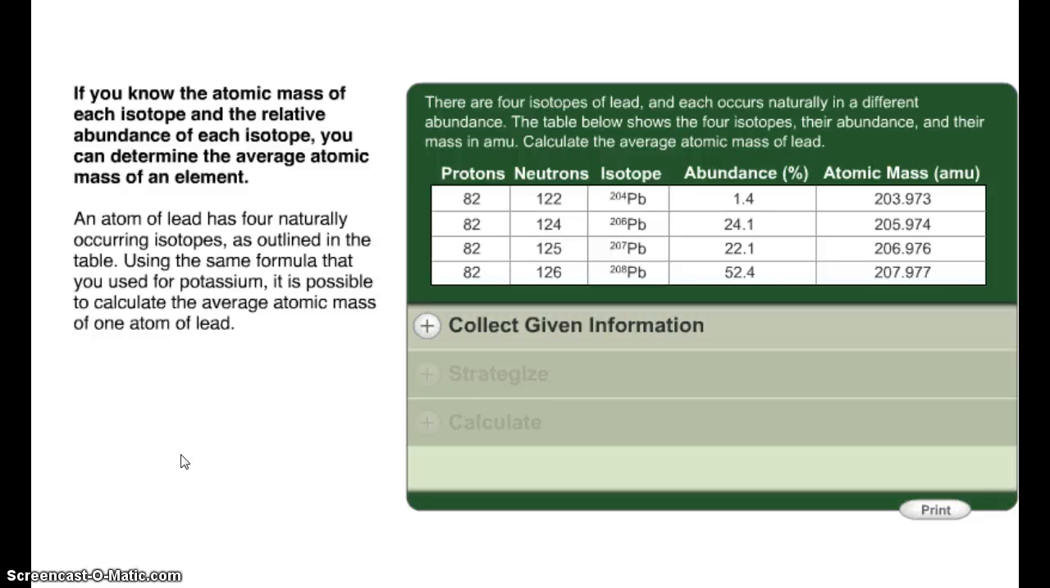All right, another one. That's right, part 3 of 2.09. If you know the atomic mass of each isotope and the relative abundance of each isotope, you can determine the average atomic mass of the element.